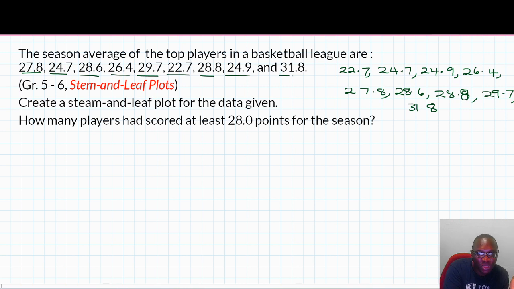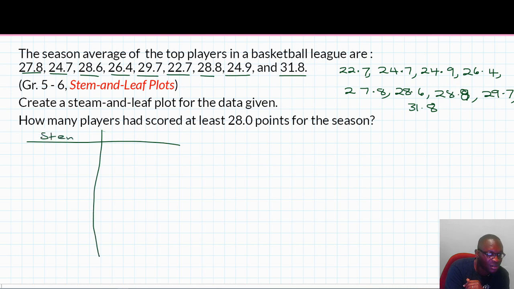So now we're going to come up with our rule for the stem and leaf plot. The easiest thing I can come up with here is to say that every number to the left of the decimal point is our stem and every number to the right is our leaf. So we're going to create a table here, and I hope I can draw this straight. So we have stem here, and then we have our leaf right here. So what we're going to do now is look for every unique number to the left of the decimal. So what we're looking for here are these numbers right here: 22, 24, 26, 27, 28, 29, and 31. So these are going to be our stems.